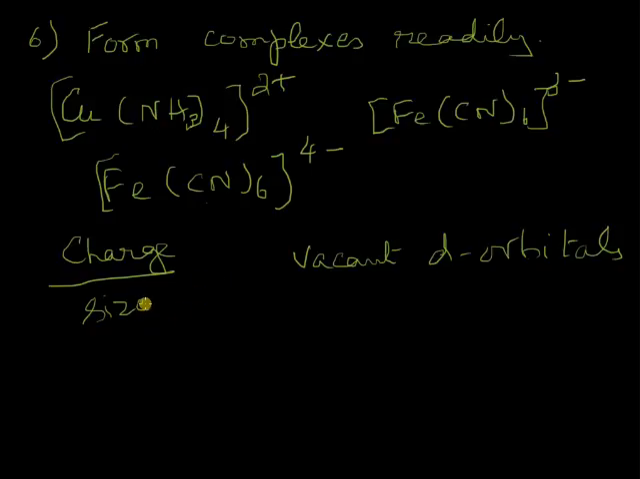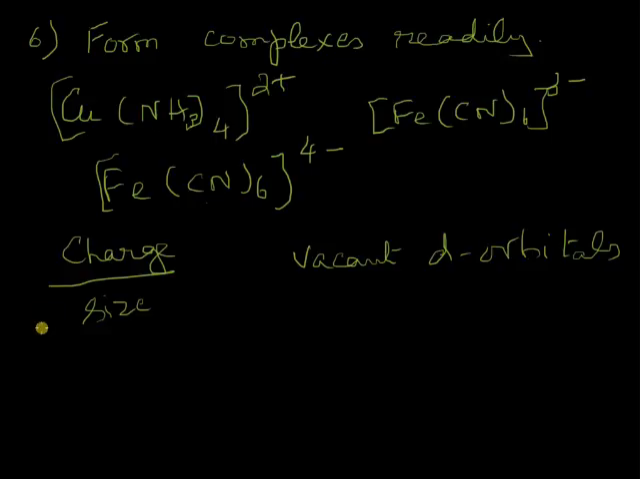You know, the transition metal ions become smaller as we go from left to right. So the small size of the ions makes the charge by size ratio larger, and they also have vacant d orbitals in which the electron pairs can be accommodated. Hence, transition metals form a large number of complexes.